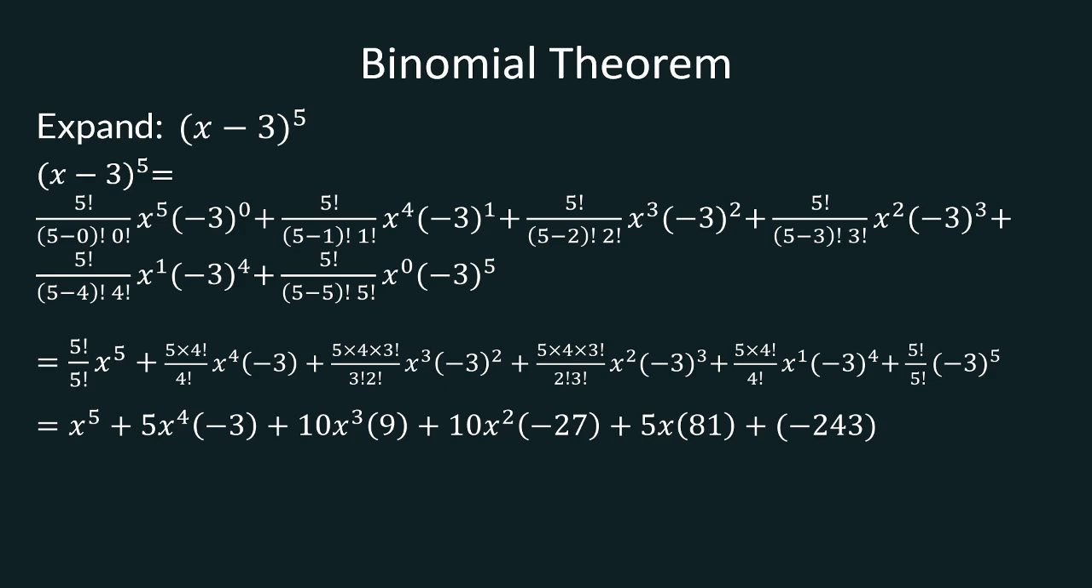So let's simplify what we have. We are left with x raised to the power 5. Negative 3 times 5 gives us negative 15, x raised to the power 4, plus 10 times 9 is 90, so we get 90 x raised to the power 3. Negative 27 times 10 gives us negative 270, we get x raised to the power 2, plus 5 times 81 is 405, so we get 405x minus 243.